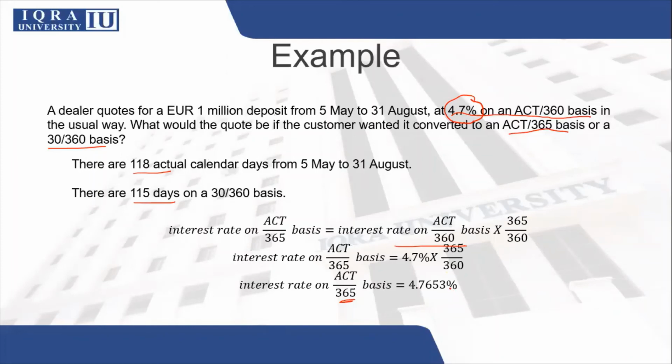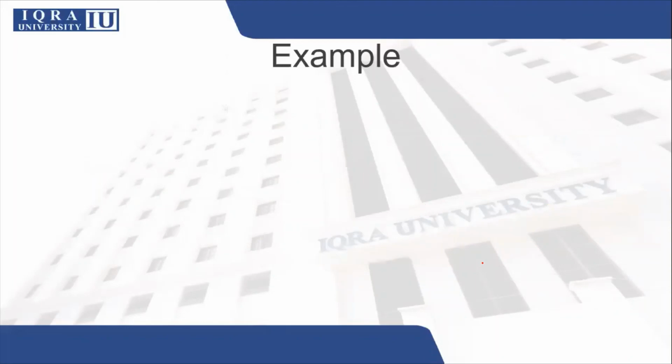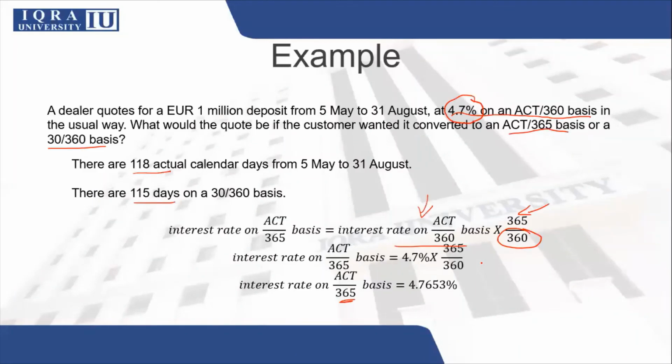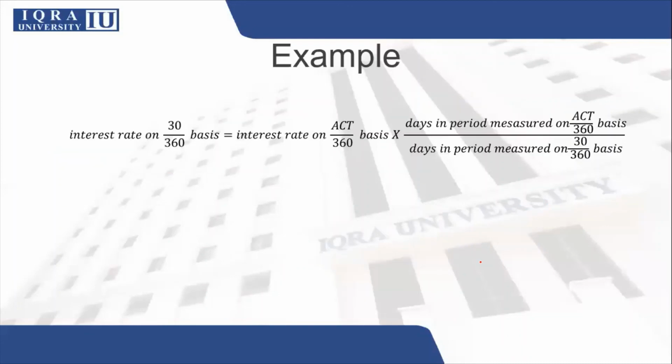You simply need to know the correct formula that you're going to use, and in order to help you out, I've told you that the rate provided over here will be the convention that is given, and then the numerator will be the one for which you want the conversion. Now we're going to do it for the 30 by 360 basis. The formula for the 30 by 360 basis was that we're going to use the interest rate on Act 360 basis, so again, the one that is provided to you, days in period measured on the Act 360 basis and days in period measured on the 30 by 360 basis.